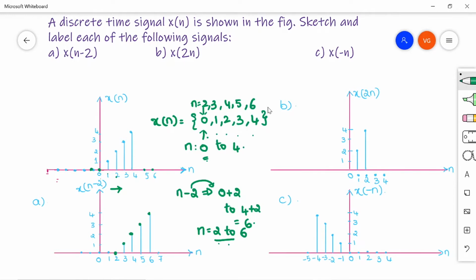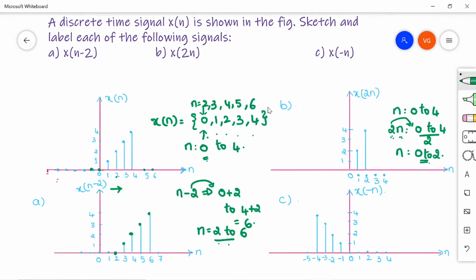Coming to the second signal, x of 2n. Again, we have to find the range for n. The given range of the signal x of n is 0 to 4. For 2n, just take this 2 to the other side. As you are multiplying n by 2 here, you just divide the range by 2 to get the range for the new signal. So 0 by 2 is 0, and 4 by 2 is 2. So our new signal range is from 0 to 2.